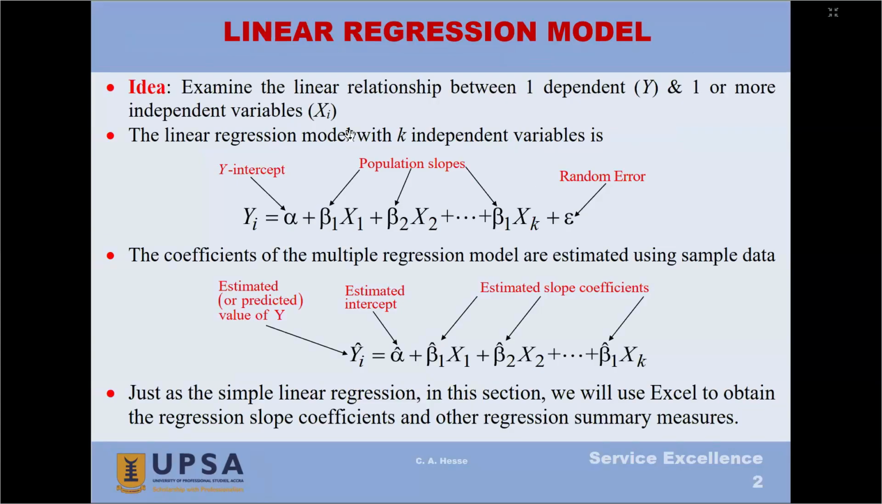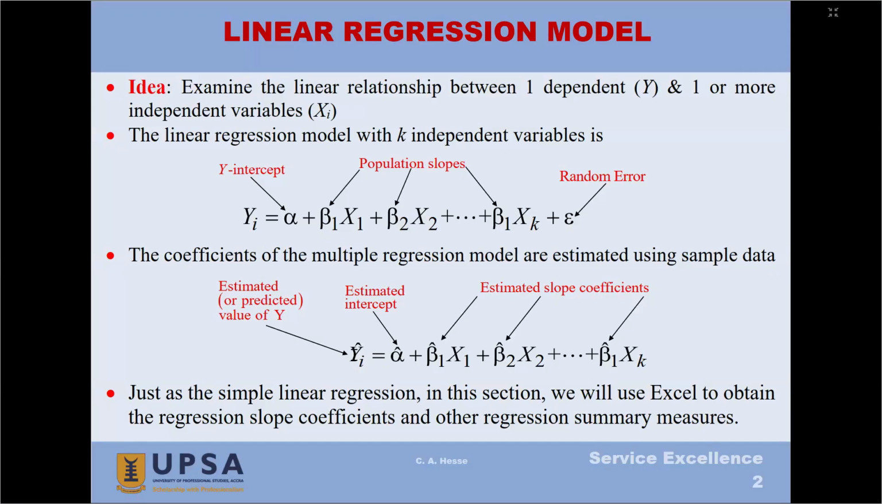So the linear regression model with k independent variables is given by this. The x1, x2, up to xk are the independent variables, while the dependent variable is y. Then the alpha, beta 1, beta 2, up to beta k are called the parameters of the linear regression model.